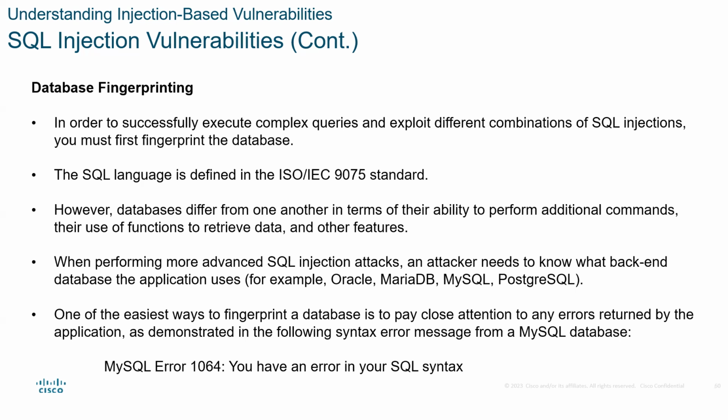So what you want to find out is what type of application was used to build a database. Is it Oracle database? Is it MariaDB? Is it MySQL database? Is it PostgreSQL? One of the easiest ways to fingerprint a database is to pay close attention to any errors returned by the application, as demonstrated in the following syntax error here.